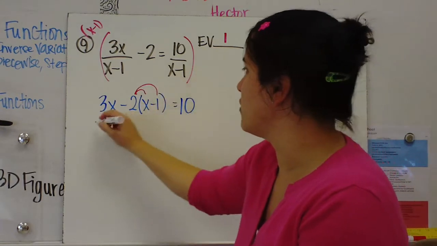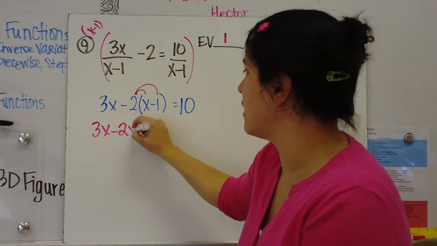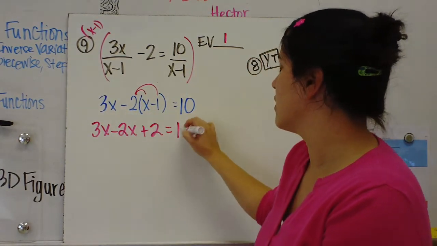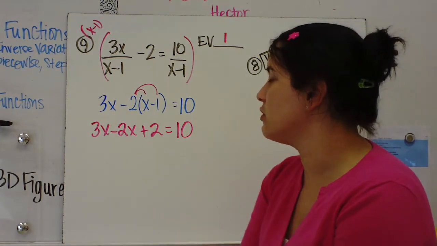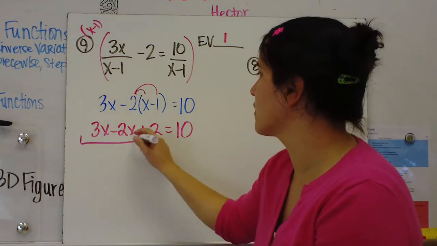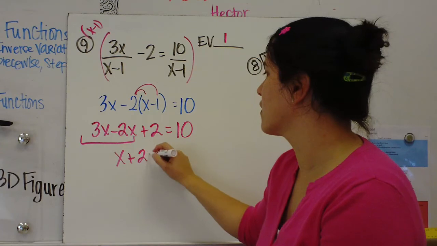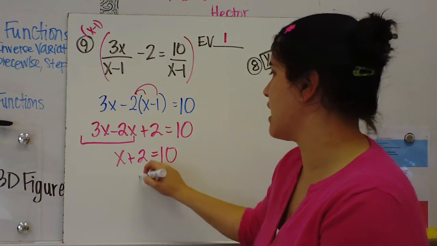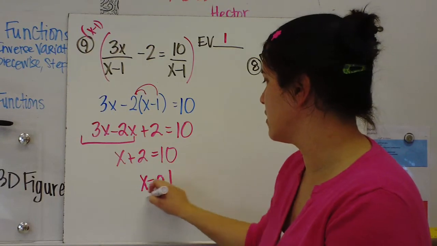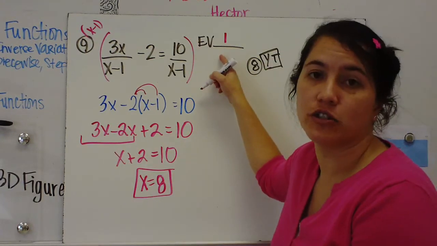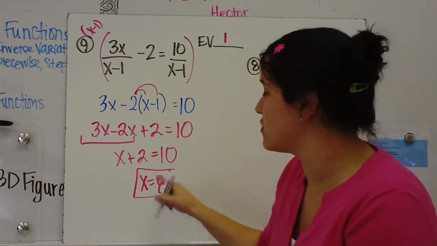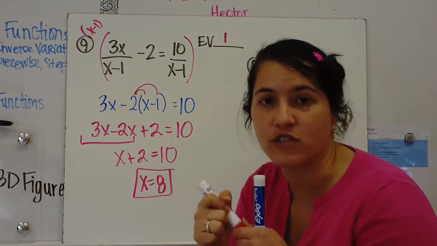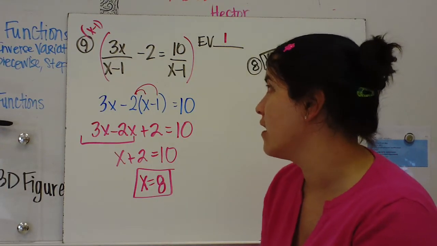I need to distribute, and I get 2x, negative 2x plus 2. X plus 2 equals 10, and x equals 8. I check to see if it's my excluded value. It's not my excluded value, so that means the solution works for this rational equation.